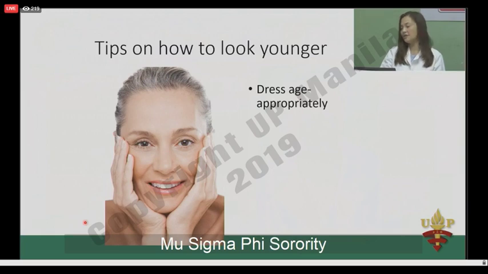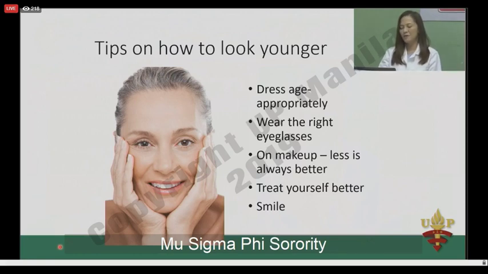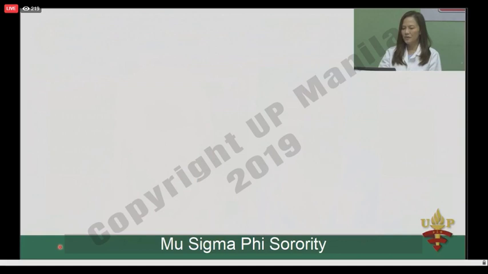So how do we keep on looking young? We need to dress age appropriately. We need to wear the right eyeglasses if you use eyeglasses so you don't add years to your face. On makeup, less is always better. And you have to treat yourself better. You have to remember to smile. Because if you smile, that is already one of the more useful anti-aging maneuvers that you can do.